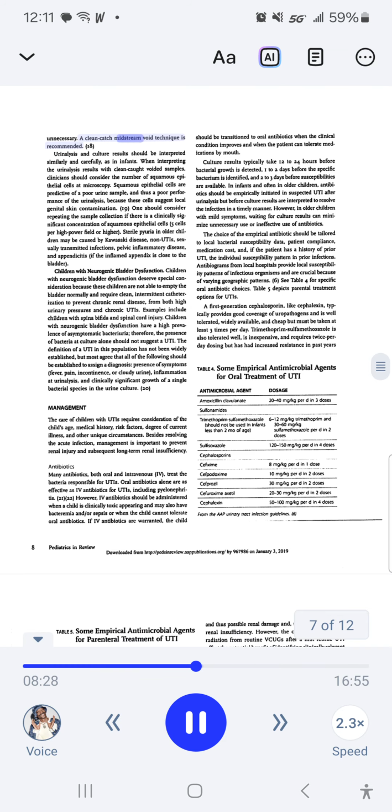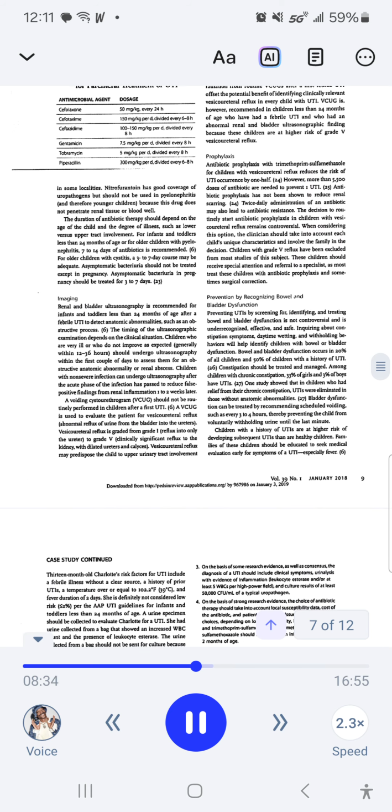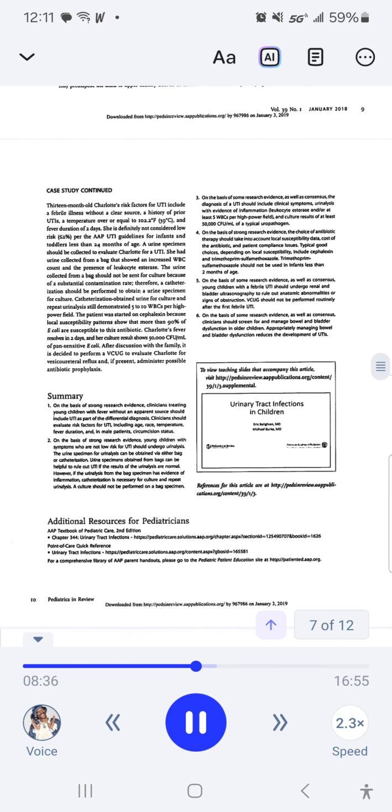A clean-catch midstream void technique is recommended. Urinalysis and culture results should be interpreted similarly and carefully as in infants. When interpreting the urinalysis results with clean-catch voided samples, clinicians should consider the number of squamous epithelial cells in microscopy. Squamous epithelial cells are predictive of a poor urine sample, and thus a poor performance of the urinalysis, because these cells suggest local genital skin contamination.